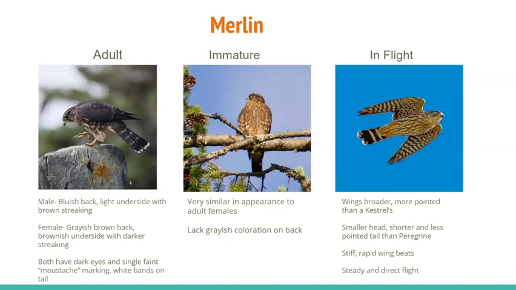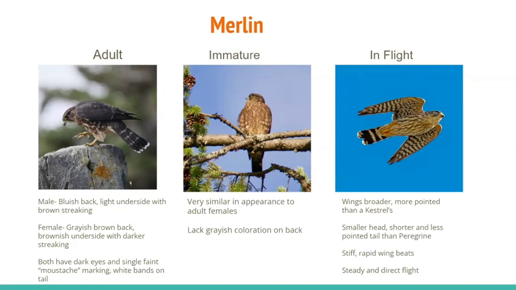Both have very dark eyes and a single faint mustache instead of that double mustache that we saw with the kestrel. For immatures, they are very similar in appearance to adult females, and really the only significant difference is they lack that gray wash to their back that the females have. So that's another one that can be difficult to tell at a distance.